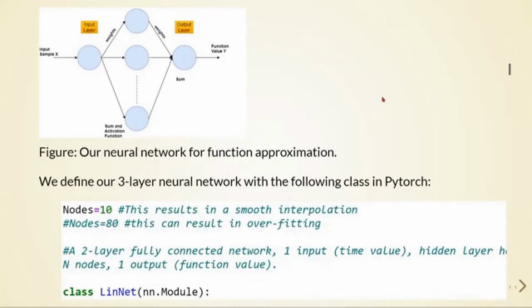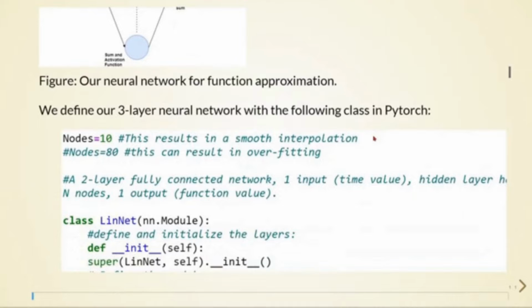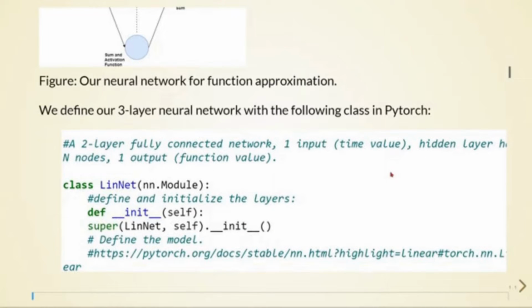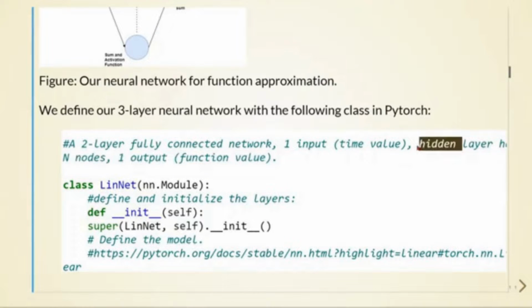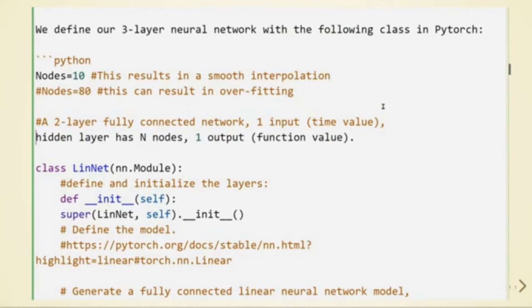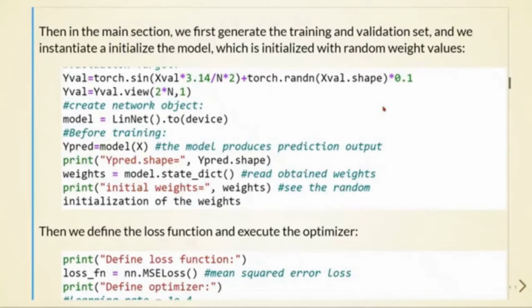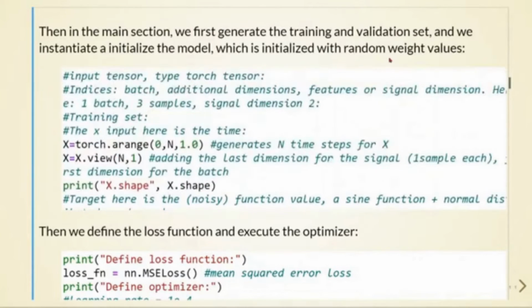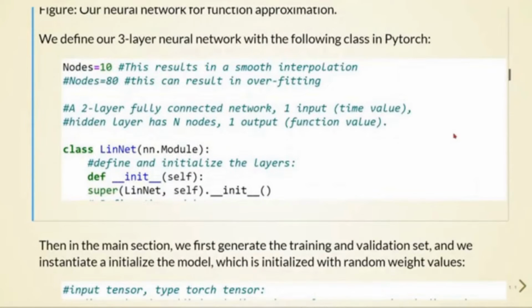So we will define our 3-layer neural network with the following class in PyTorch. So we are defining the number of nodes that we want to use. So we are using 10 nodes. Then it will be a 2-layer fully connected layer with one input time value, and then hidden layers that has capital N nodes and one output function value.